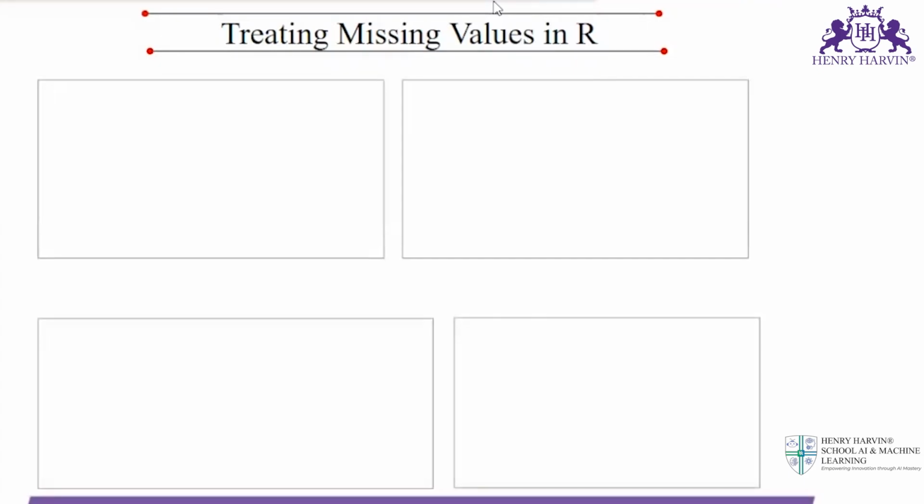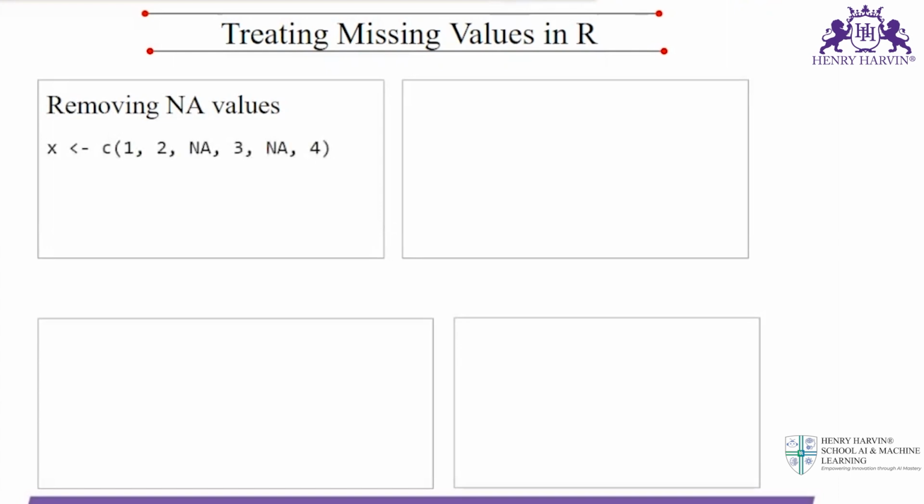In R, treating missing values is very important, as we have already discussed. It affects the output or the final result of the analysis that we are doing for the data set. So let's understand how to treat these missing values. First, we will understand how to remove NA values.